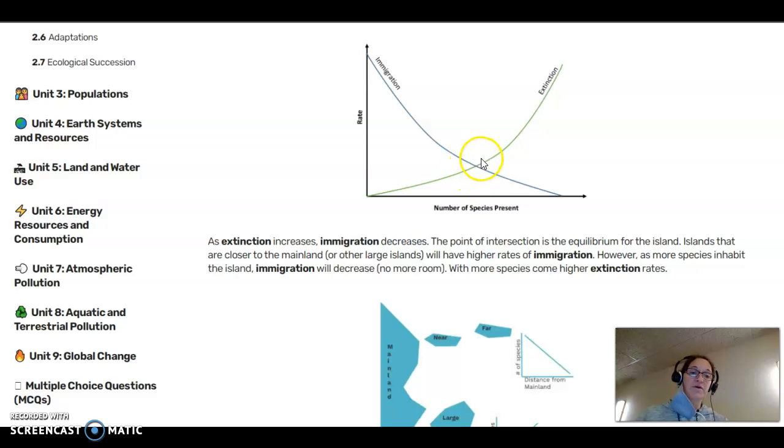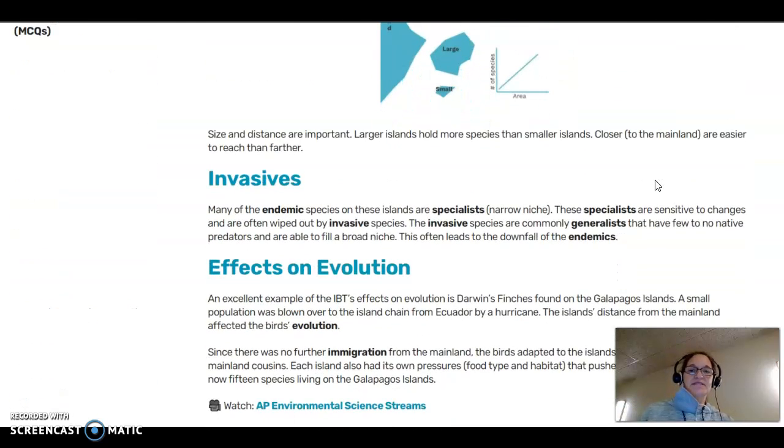An island that is closer to the mainland is going to have higher rates of immigration. However, as immigration will decrease probably more quickly because they're going to fill up, there's not going to be any more room, and therefore the extinction rates will increase at a faster rate. So really the idea is just keeping in mind the size of the island, because size is going to play into availability of resources as succession happens, and then also the distance it is from the mainland.